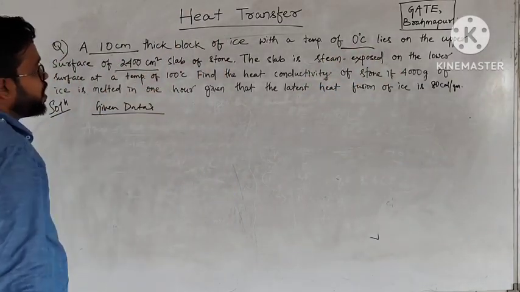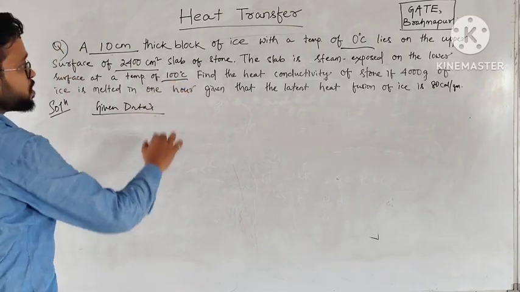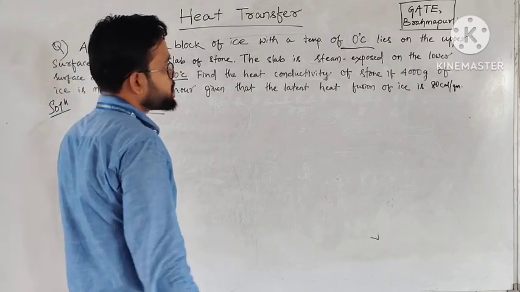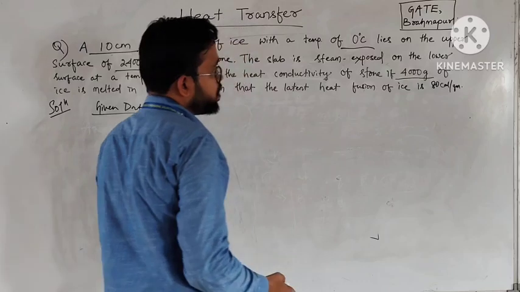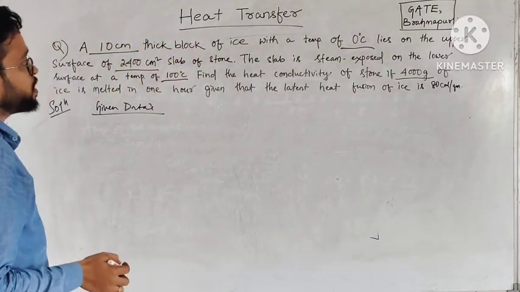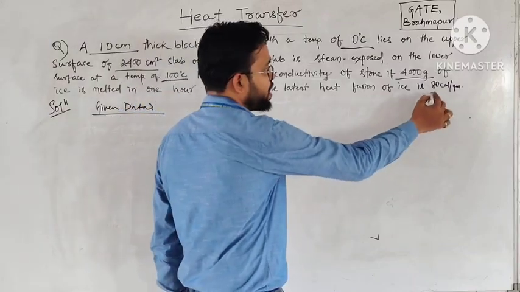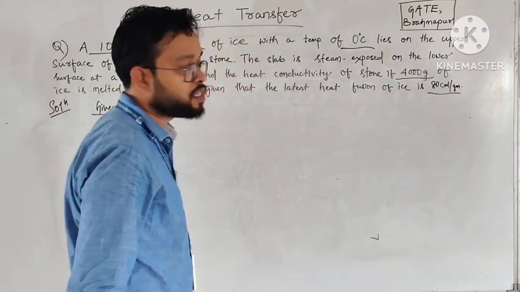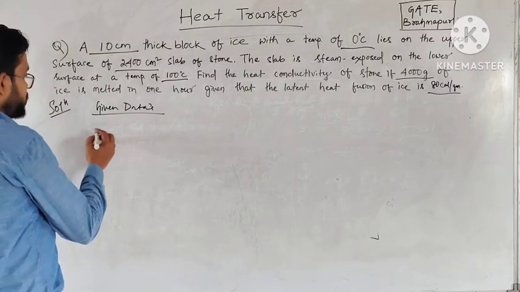the area of the slab, the hot temperature, mass of the material, and latent heat of the material. These are the given data. So we will first write down.